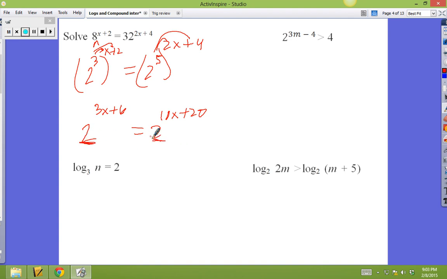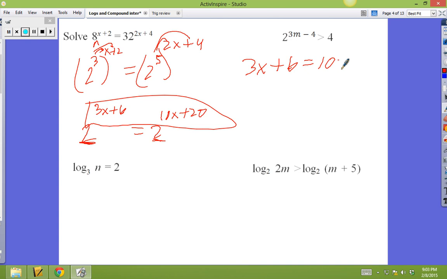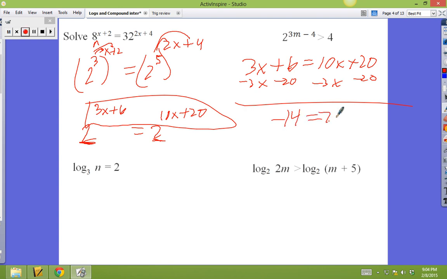So if my bases are the same, then my exponents have to be the same. So 3x plus 6 is equal to 10x plus 20. And now it's an easy problem. So minus 3x, minus 3x, minus 20, minus 20. So I've got negative 14 is equal to 7x. Divide by 7, divide by 7. x has got to be negative 2.